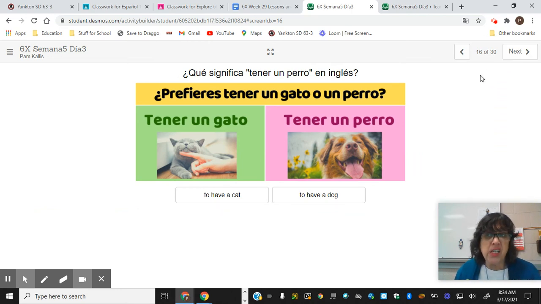All right, now we're going to test you. We're going to review. ¿Qué significa? What does it mean? ¿Qué significa tener un perro? To have a cat or to have a dog? Tener un perro is to have a dog. Okay, so if perro is dog, I bet tener means to have.